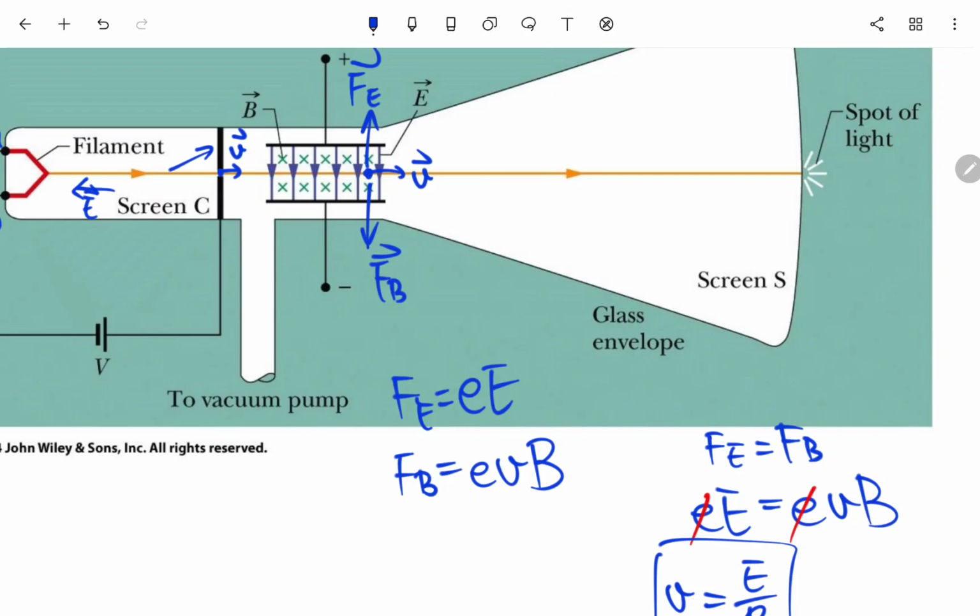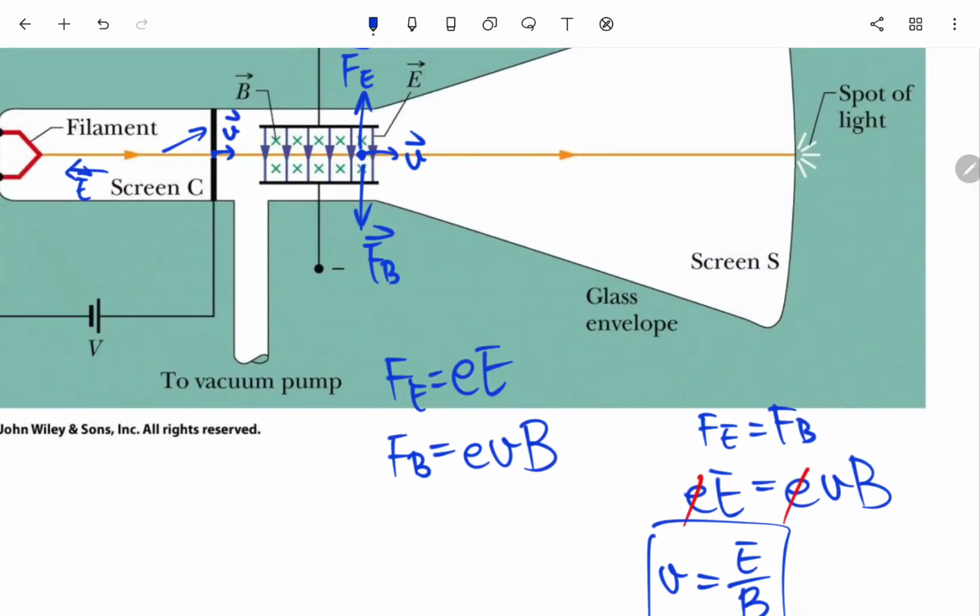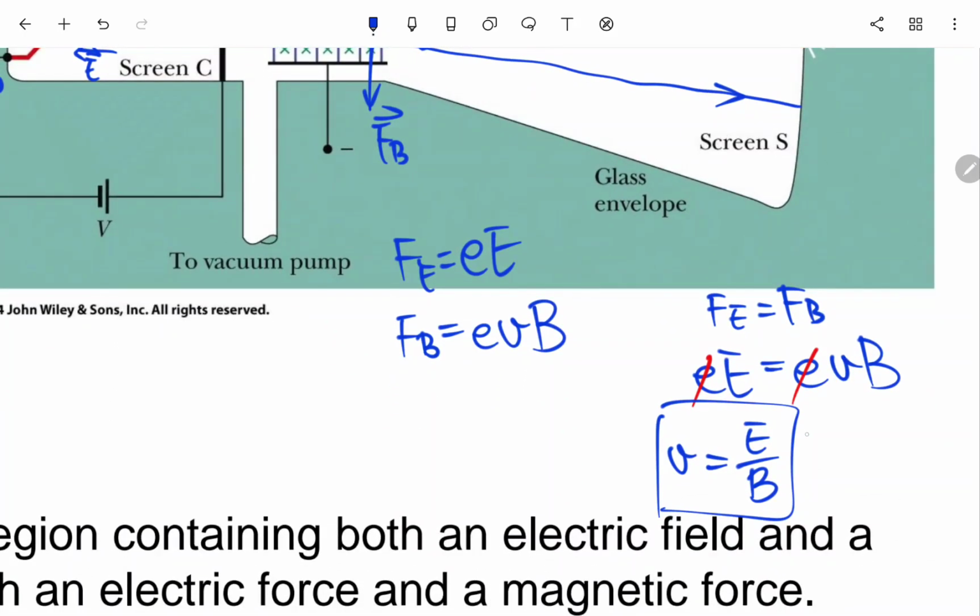Okay, so which means that if we just set E and B arbitrarily, maybe Fe to be stronger, or maybe Fe to be weaker. If Fe is stronger, then the charge may be somehow like this, going slightly to the top. Or if Fe is weaker, then the electron may be going slightly downward.